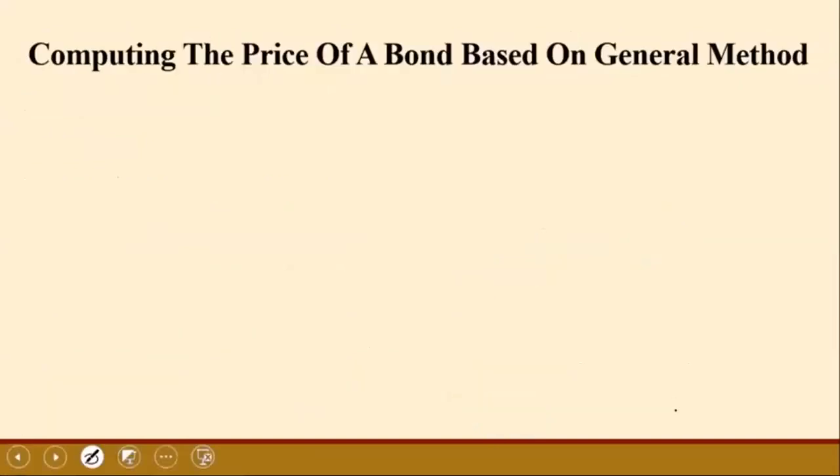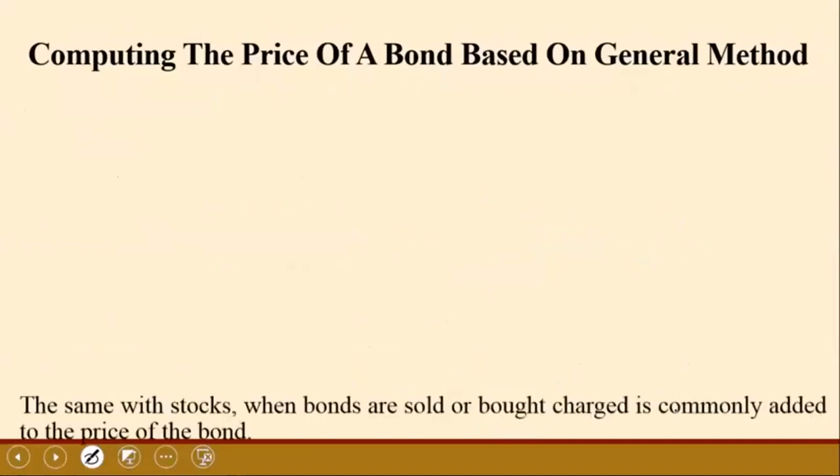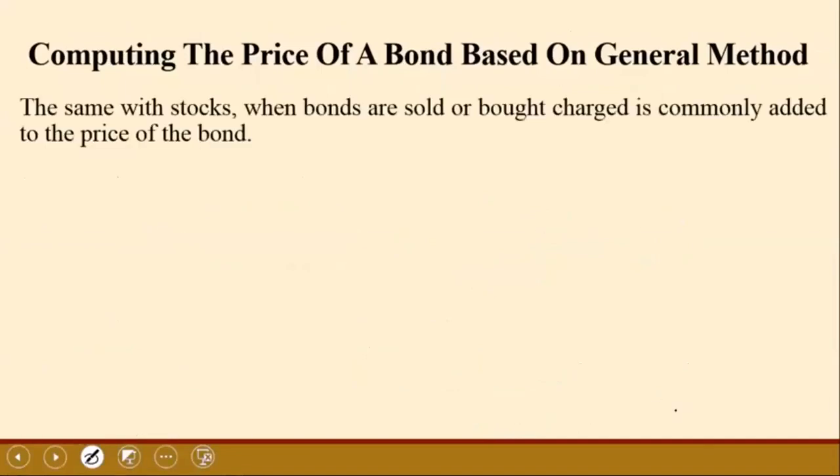And we have the price of a bond based on general method. Okay, so the same with stocks. When bonds are sold or bought, charge is commonly added to the price of the bond. Okay, so we have the following variables that will be in our mathematical treatments of bond.